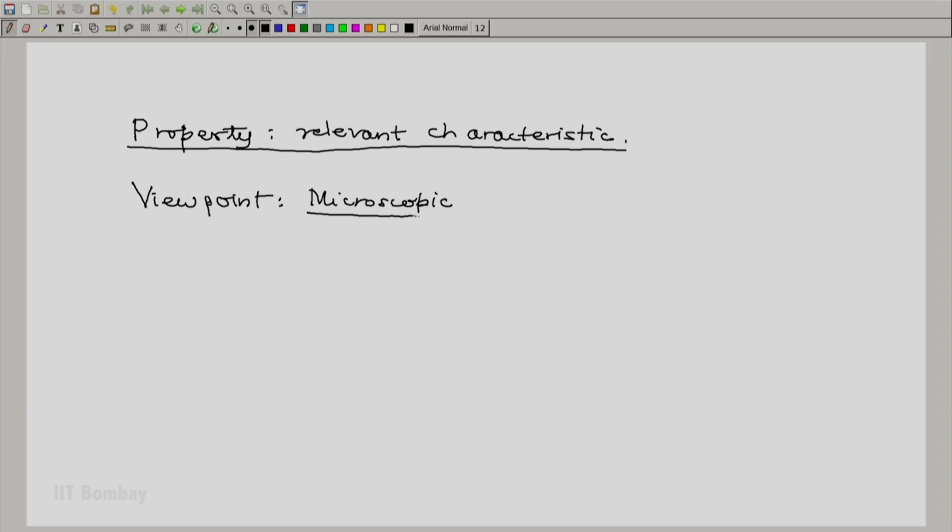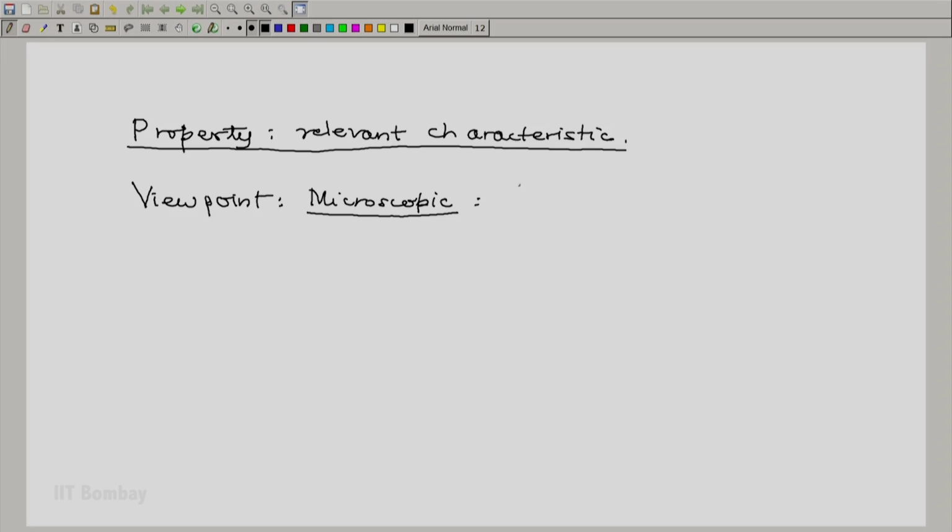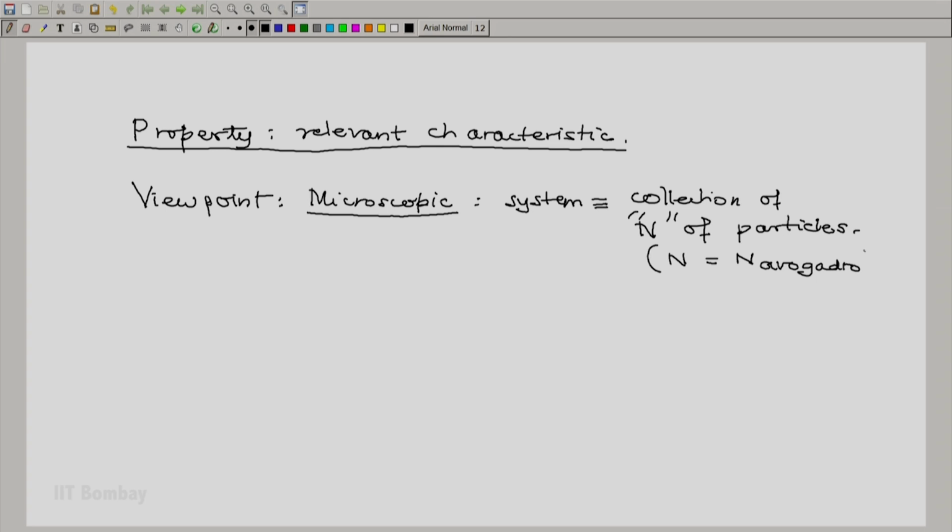So let us look at the microscopic approach. The microscopic approach is the typical approach of a physicist or a chemist. Here we assume that a system is made up of a collection of a large number n of particles. What is the order of n? Very large, 10 raised to 20, 10 raised to 25, of the order of the Avogadro number. And each of these particles is moving randomly during the course of a system. A particle may move from one part of the system to any other part of the system.